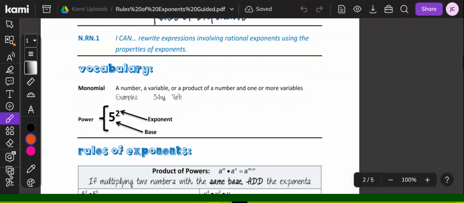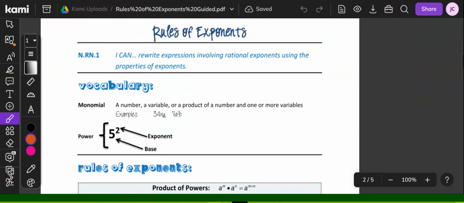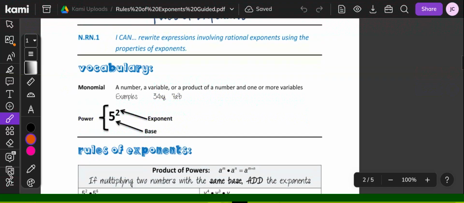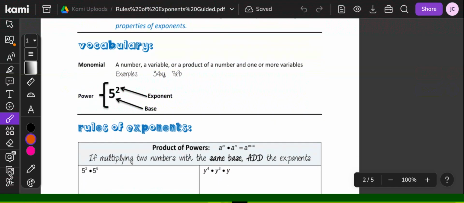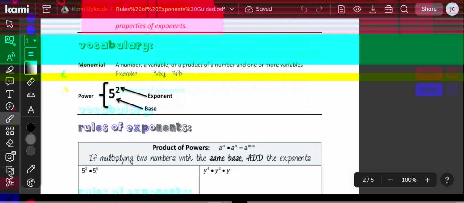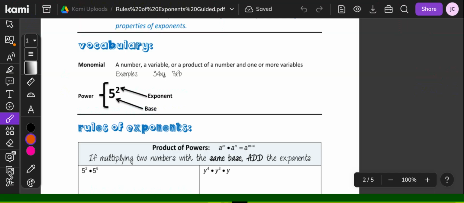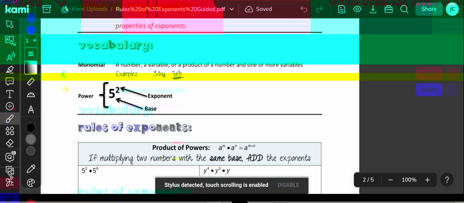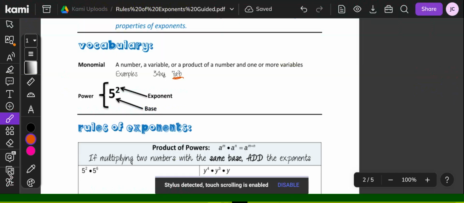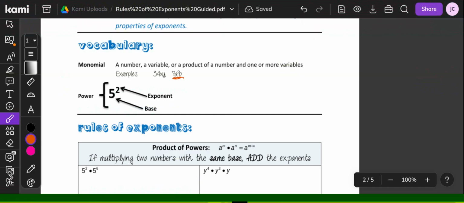Okay, some vocabulary to be aware of with rules of exponents. Number, right? That should be an easy one. A variable like x or y. And product of a number and one or more variables. So that's when you're multiplying, like this one, multiplying a number and, in this case, two variables together.